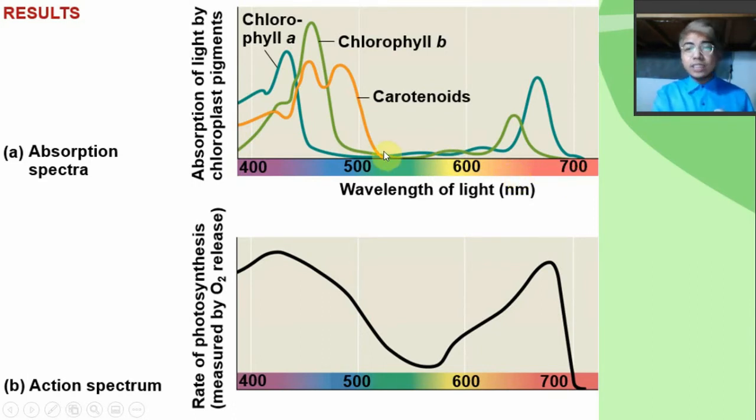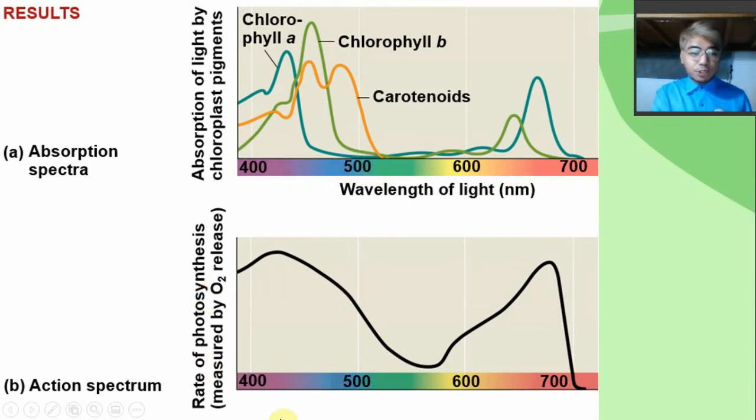Lastly, in the case of the carotenoids, just like what the name suggests, they are responsible for the orange pigment. The reason why it is orange or reddish is that it reflects the colors orange and red, but absorbs some part of lighter green, blue, and even violet.